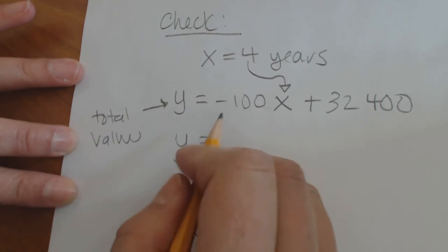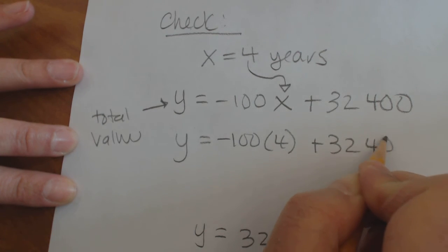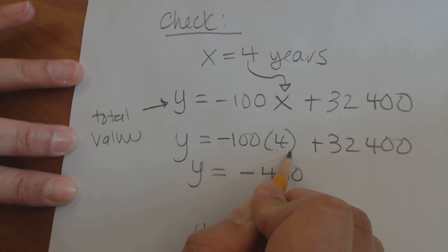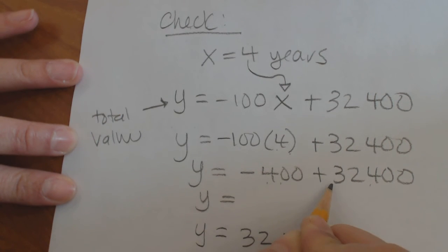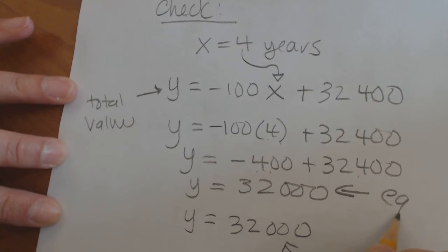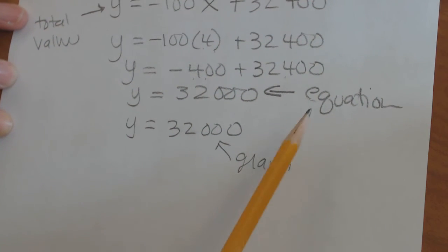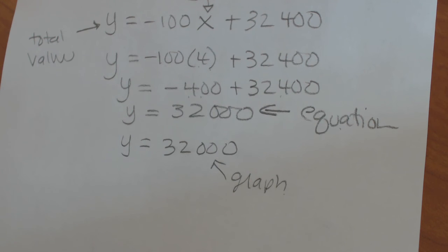Okay, so we are checking. Let's substitute 4 for x: y equals negative 100 times 4 plus 32,400. So y equals negative 400 plus 32,400. I multiplied first by order of operations. When I combine these, negative 400 plus 32,400 is $32,000. And this is using the equation. So let's check, does my equation answer match what I saw on the graph? It does.